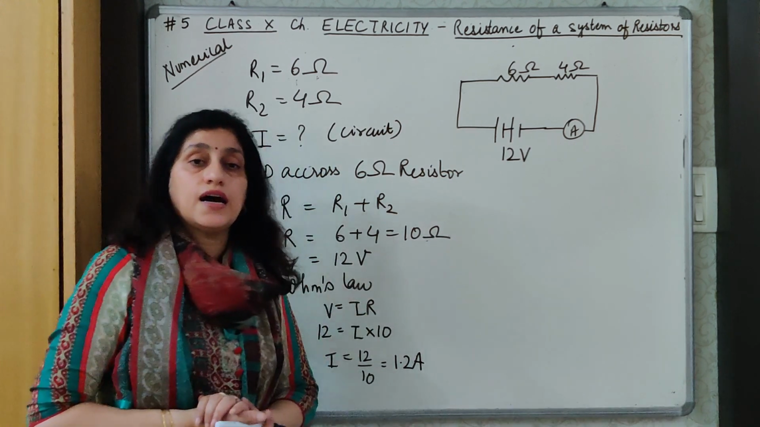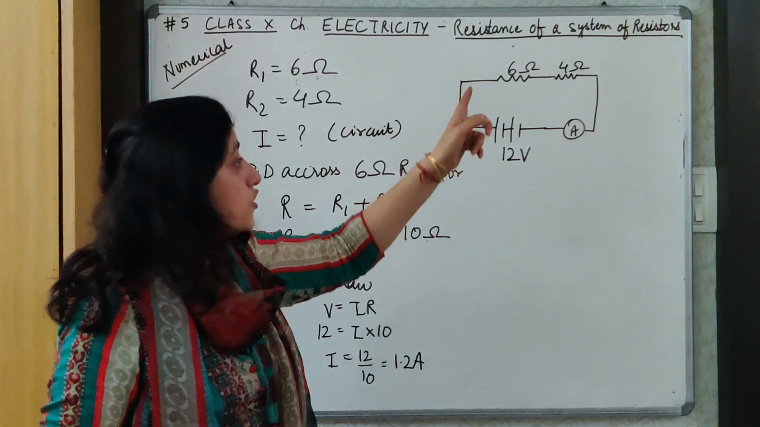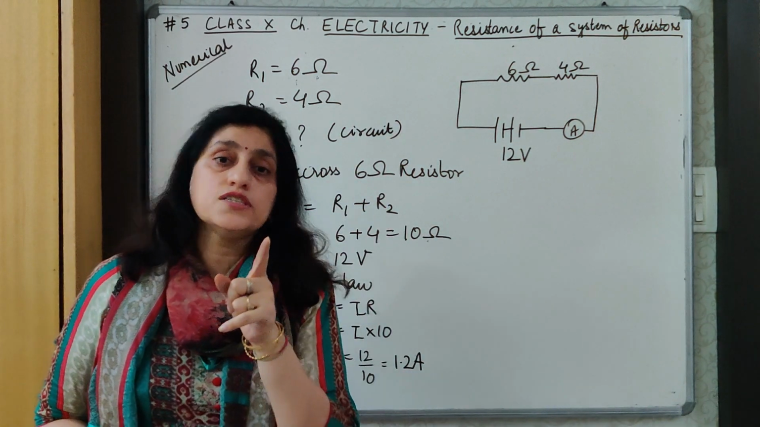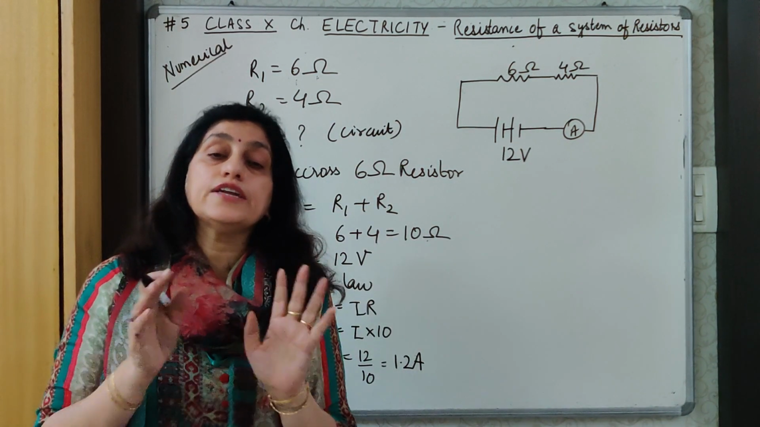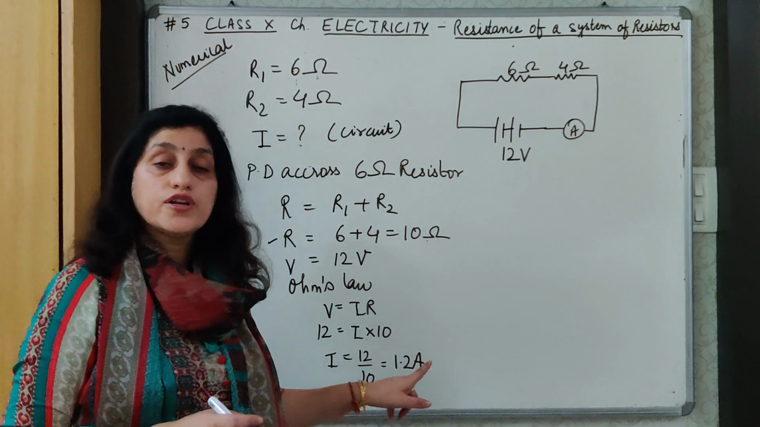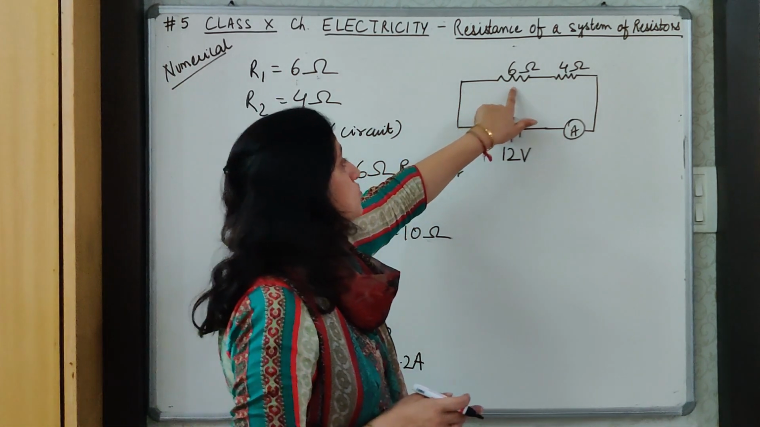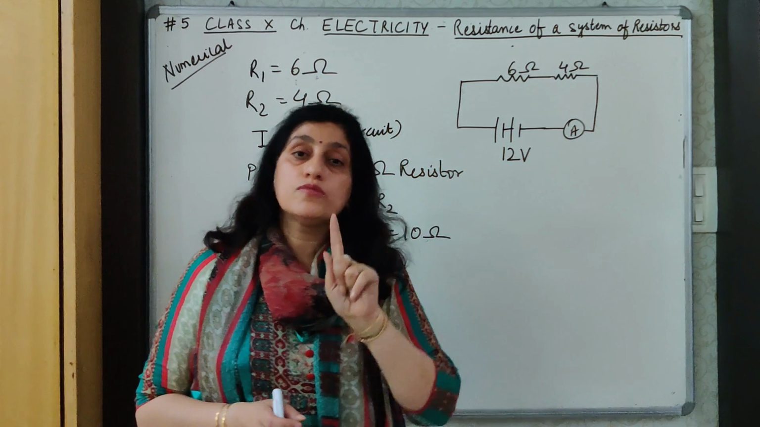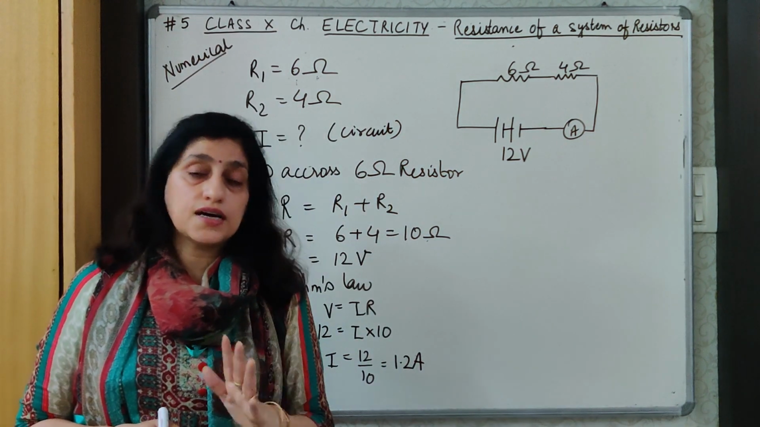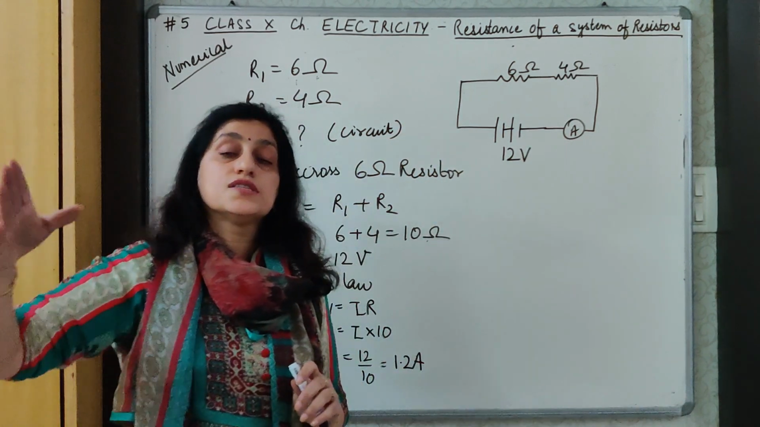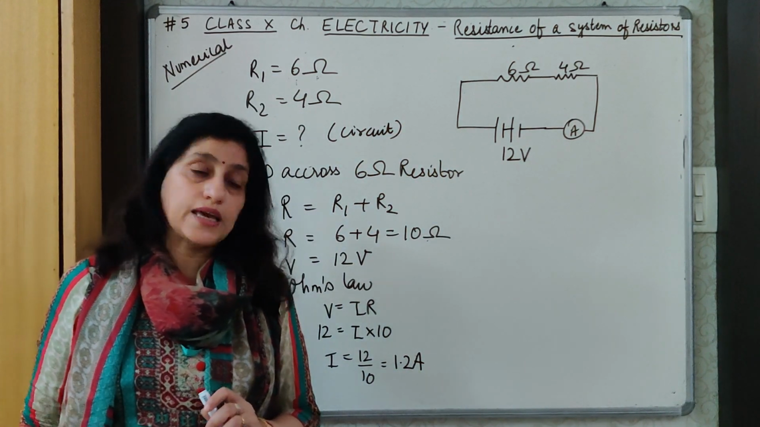Now suppose they ask, find the current across 6 ohm resistor. Children, here you will have to use your knowledge that in series the current remains same. So same value of current 1.2 ampere will flow through the 6 ohm resistor also and will also flow through the 4 ohm resistor. So in case it is asked, no need to calculate, you simply write 1.2 ampere because in series current remains the same.